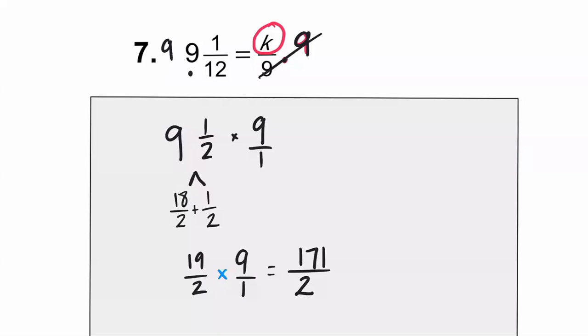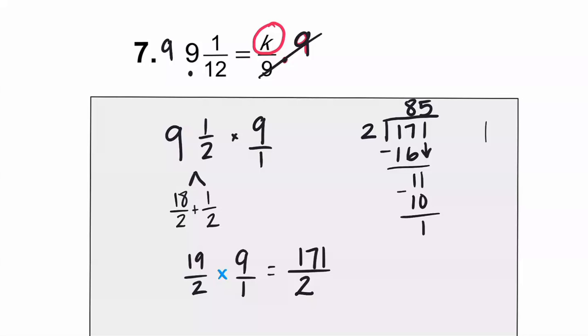So what I'm going to do is divide this number to find out what our mixed number is. So it's 171 divided by 2. 2 into 17. 2 times 8 makes 16, with 1 remaining. We'll go down to the next place value and bring it down. 2 goes into 11 5 times. 2 times 5 is 10. Find what's left.